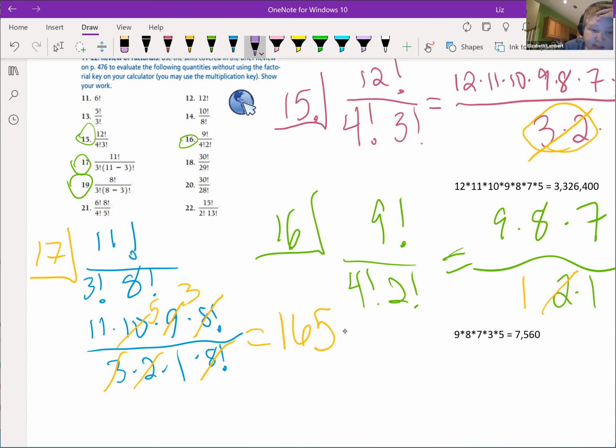And then same song, second verse up here. We're going to have 5 factorial on the bottom, so 8 times 7 times 6 times the 5 factorial, but it cancels, so I get lazy, over 3 times 2 times 1. 3 times 2 cancels the 6 out. You're left with 8 times 7, which is 56, because 5, 6, 7, 8. I do too much mental math.